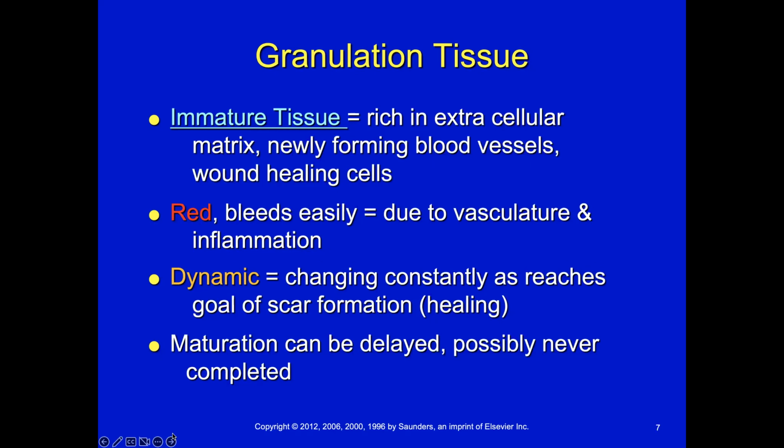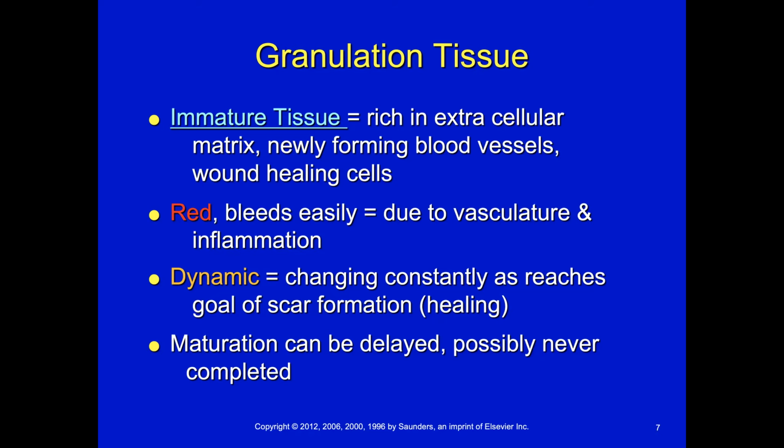The tissue that's formed is actually called granulation tissue, and it is a very immature form. It is very rich in that extracellular matrix and the collagens and such, and there are a lot of newly forming blood vessels present, and a lot of these cells that are needed for the healing process. This tissue tends to be bright red. It bleeds easily if disturbed, and this is because of all of the new blood vessels that are forming and because of the presence of inflammation.